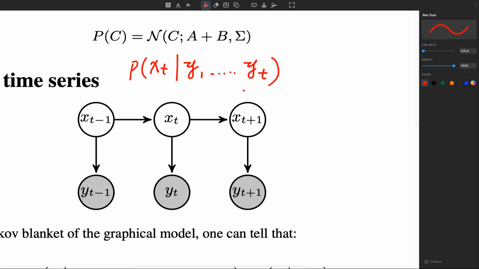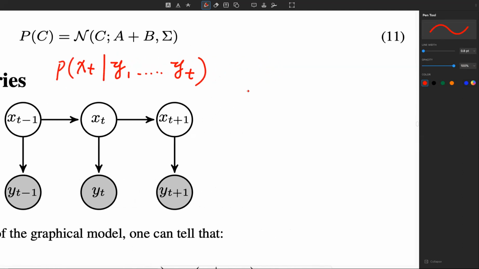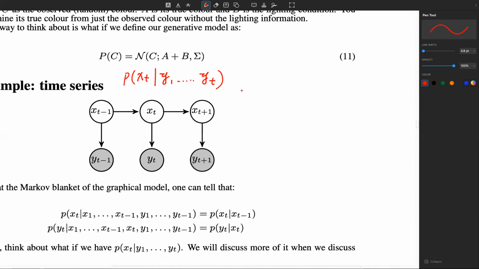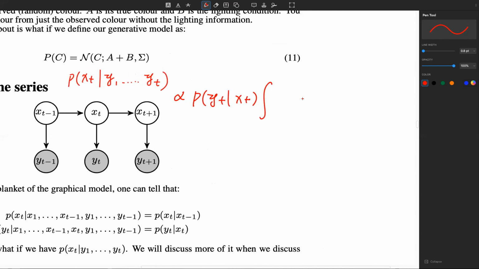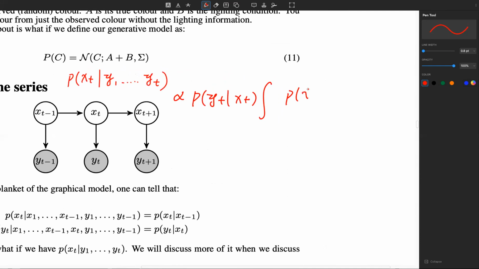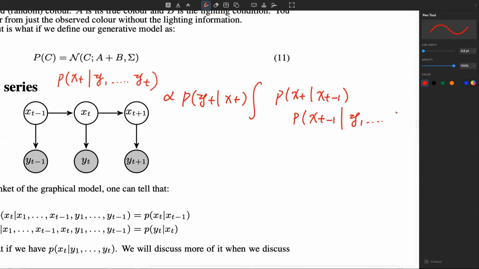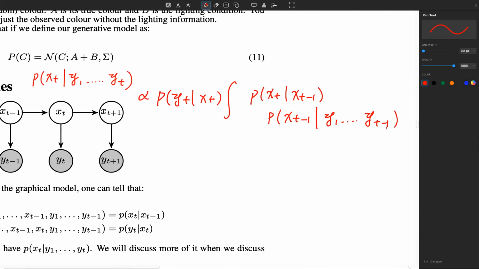Can anyone use Bayes' theorem to actually write this out properly? So this will be proportional to P of yt conditional on xt, right, times P of xt conditional on xt minus 1. By the way, you don't need to write this down because I will derive this properly when we talk about the Kalman filter. Why do I know this? Because I've written this equation about 100 times already. It's one of the most classical examples.